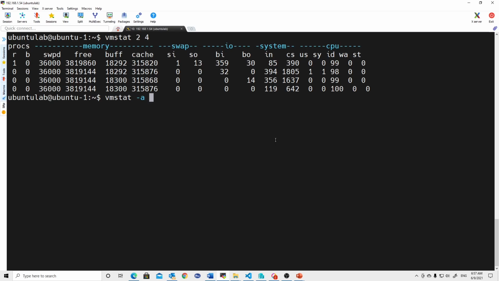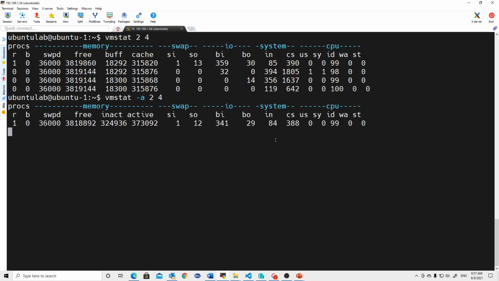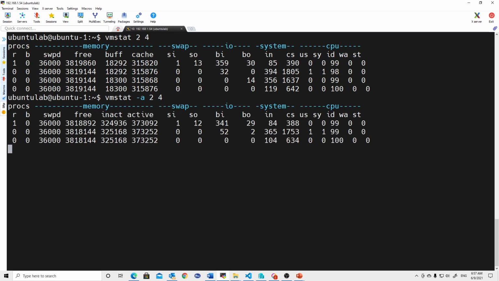Let's do vmstat -a 2 4. So memory can move back and forth between active and inactive lists as pages get newly referenced or go a long time between uses. Do one more test here. vmstat -a 2 4.